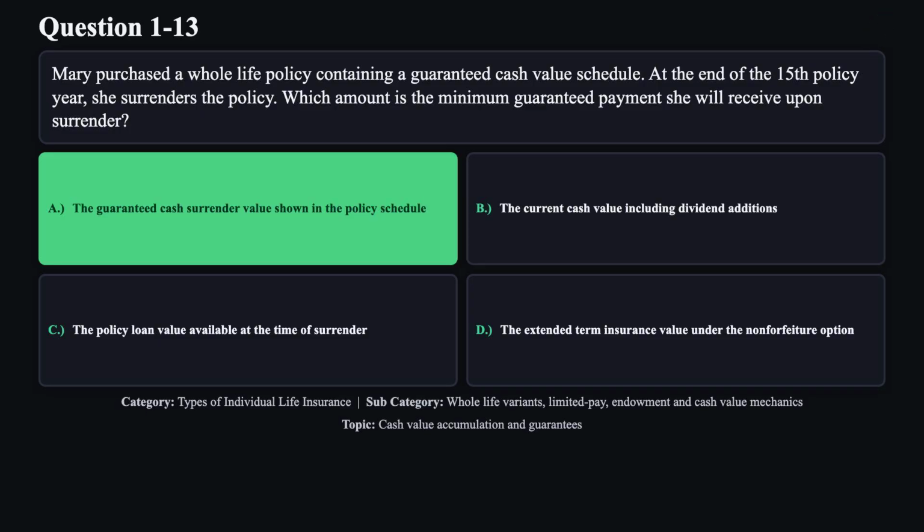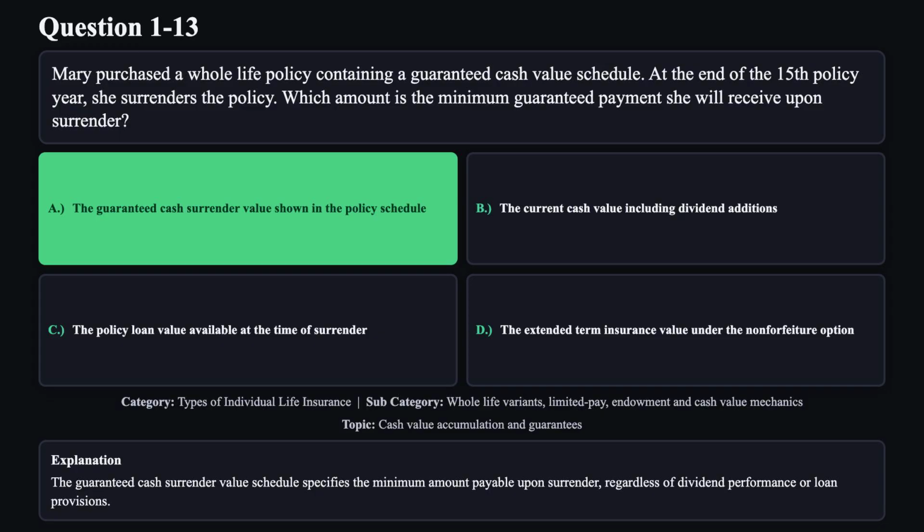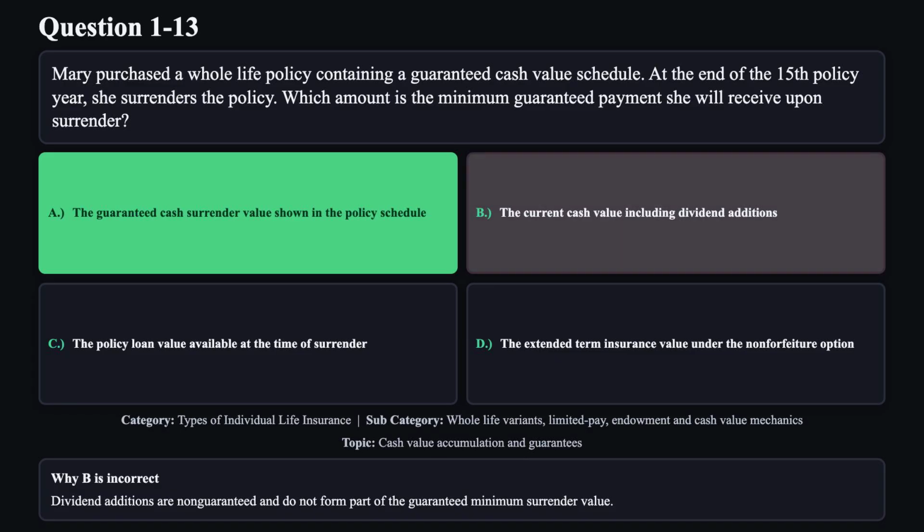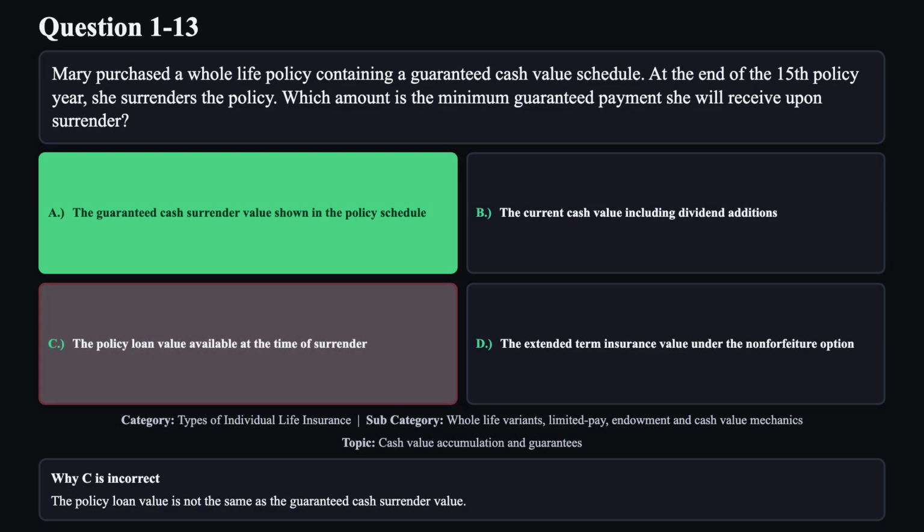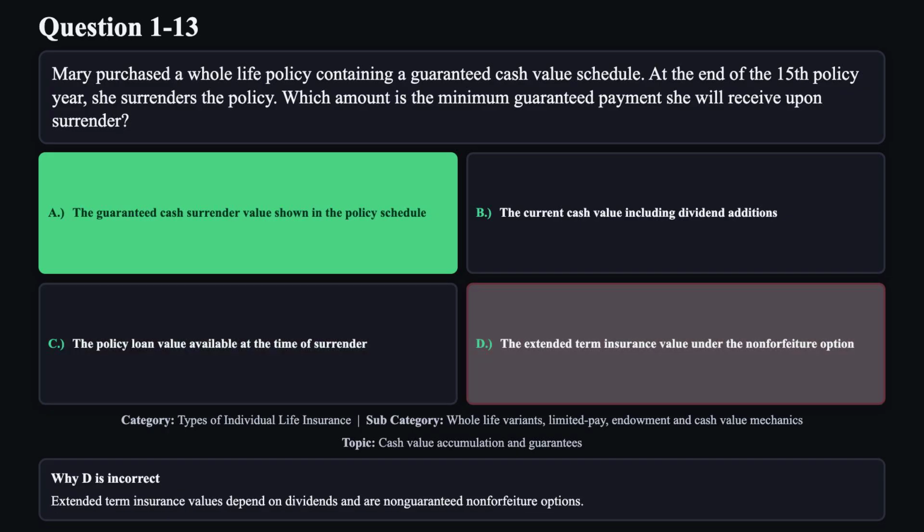The correct answer is A. The guaranteed cash surrender value schedule specifies the minimum amount payable upon surrender, regardless of dividend performance or loan provisions. Reason B is not correct. Dividend additions are non-guaranteed and do not form part of the guaranteed minimum surrender value. Reason C is not correct. The policy loan value is not the same as the guaranteed cash surrender value. Reason D is not correct. Extended term insurance values depend on dividends and are non-guaranteed non-forfeiture options.